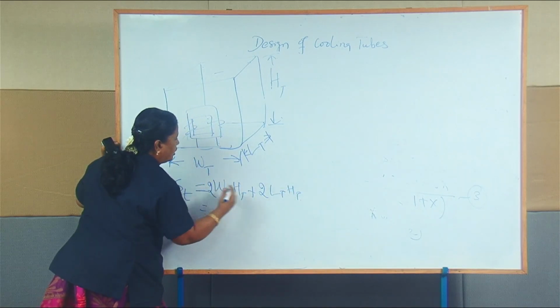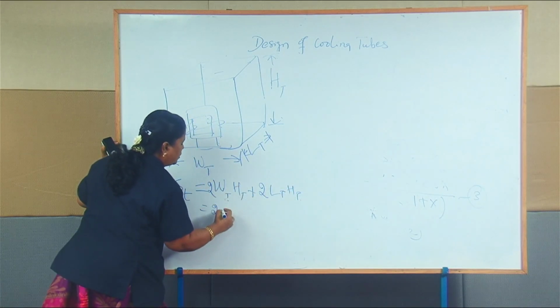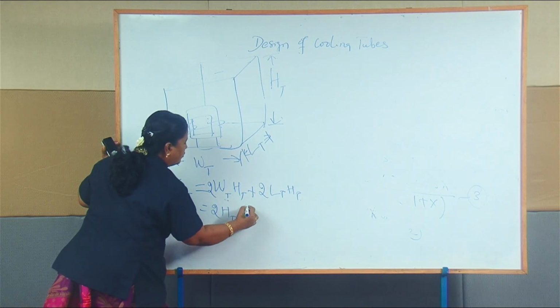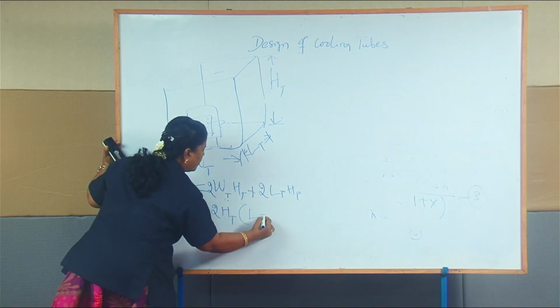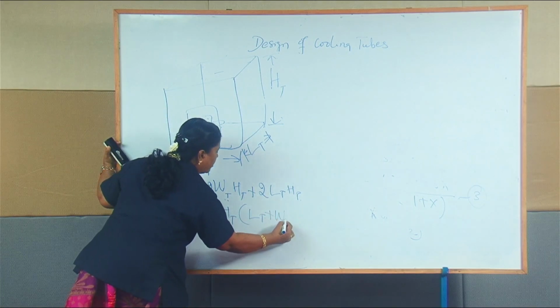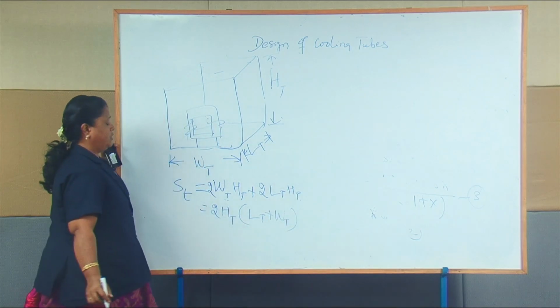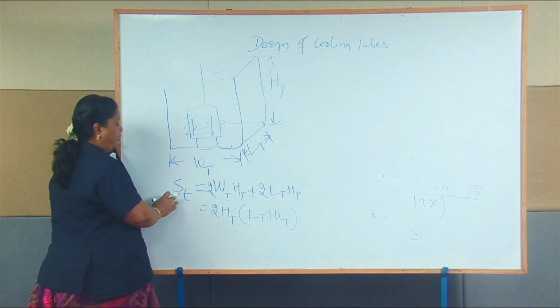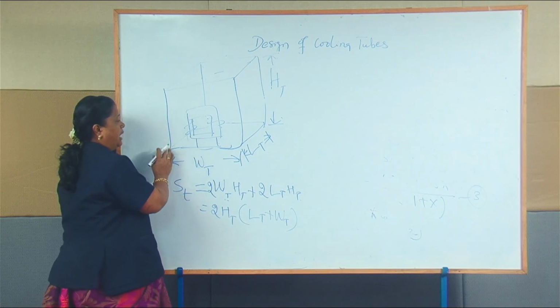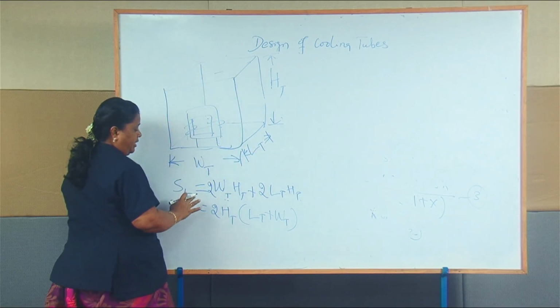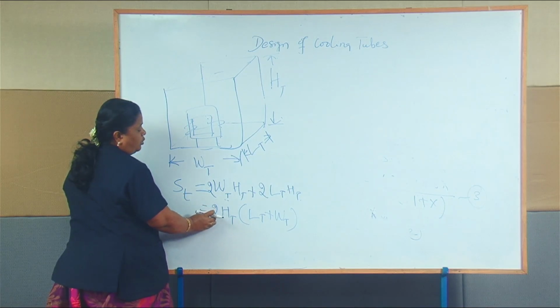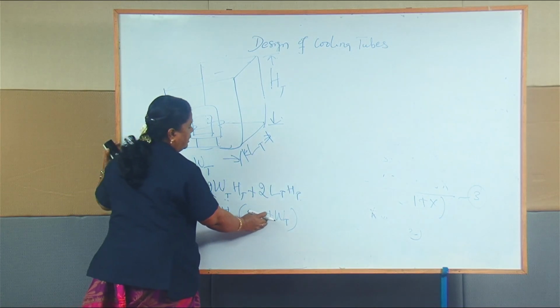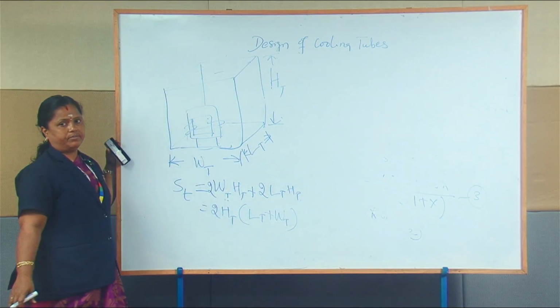So, 2 and Ht you can take commonly outside. The formula is 2 Ht in bracket Lt plus Wt. This is the formula to calculate the surface area of the tank if the dimensions of the tank are given: 2 into Ht in bracket Lt plus Wt.